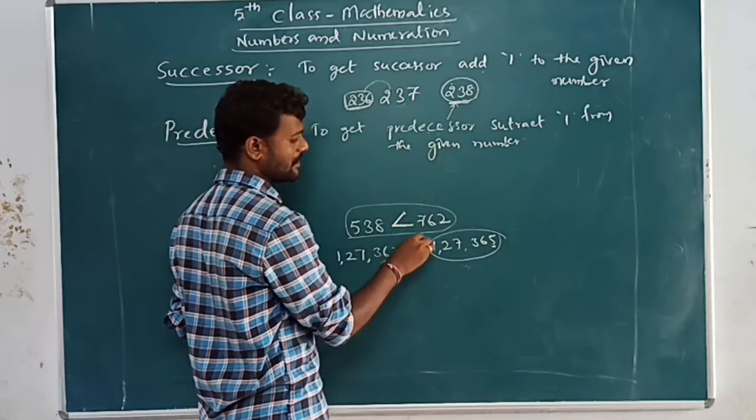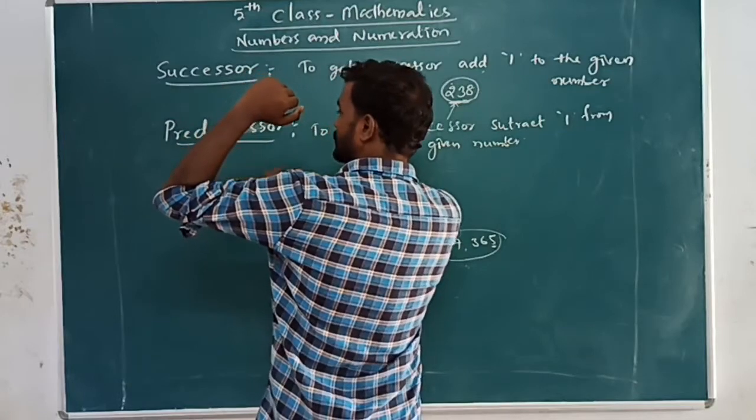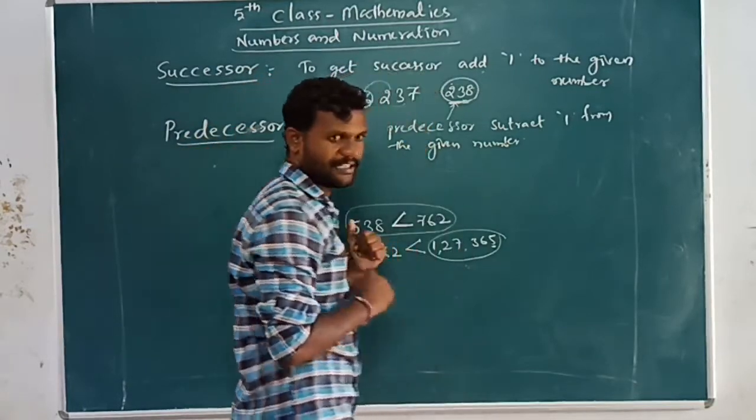This symbol is called what? Less than. So it is left hand, it is like this. That's why it is nothing but less than. Left hand, less than.